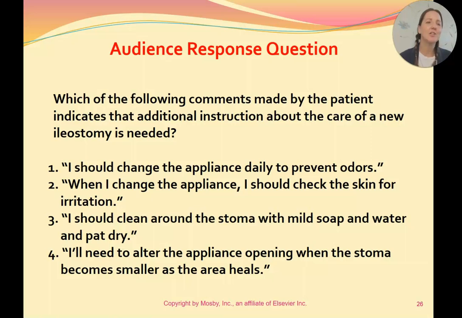preventing odors, actually, you're going to put one of those trees that you can get at the store. You can put that in your bag to help. I'm just kidding. Don't do that. I'm kidding. Do not put anything in the bag. That one looks wrong. Number two, when I change the appliance, I should check the skin for irritation.